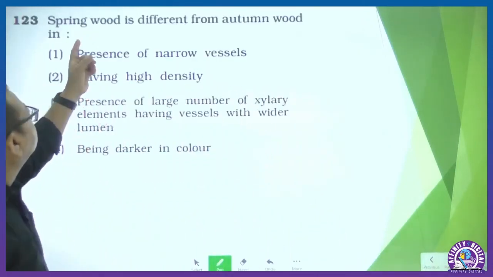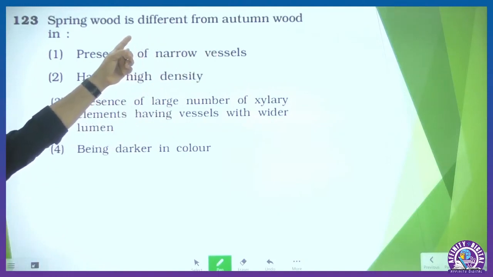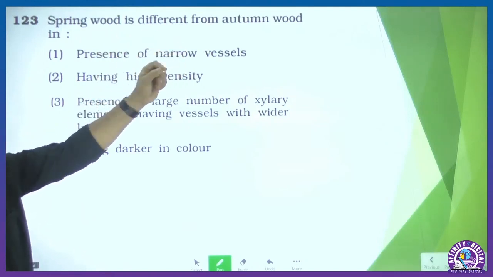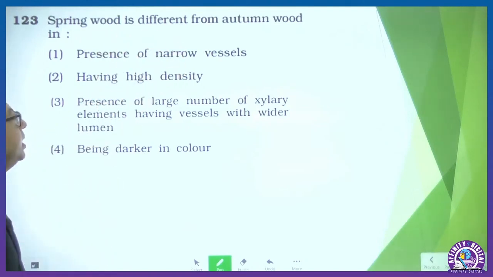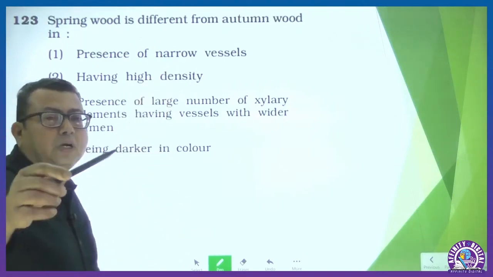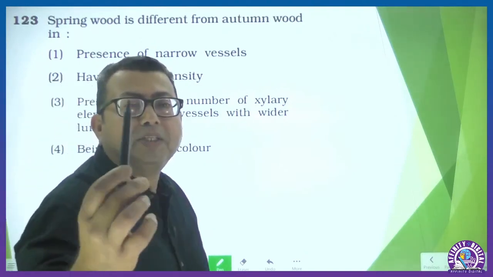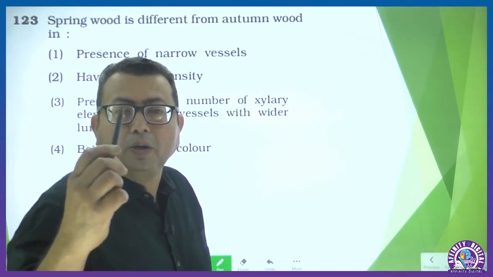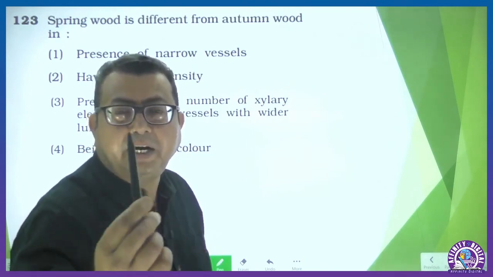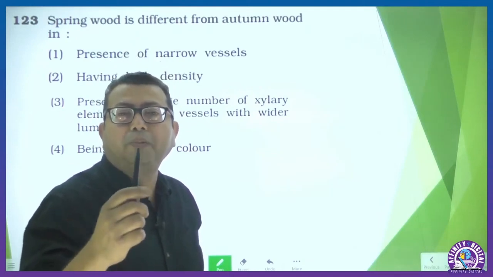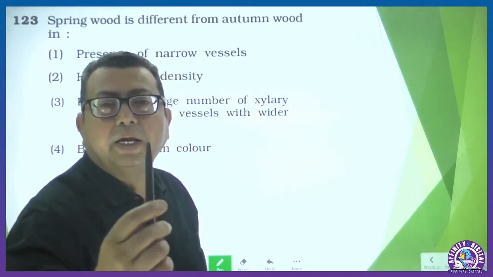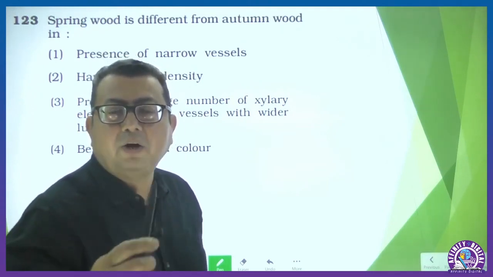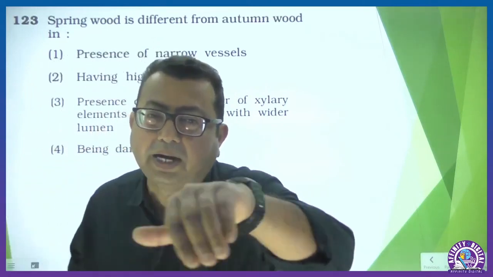Next question, springwood differs from autumn wood. Ye ek dusra question hai, anatomy chapter ka hi. So springwood differs from autumn wood in having, kya hoga? Presence of springwood plus autumn wood. These are two rings of wood, wood ka matlab secondary xylem. So springwood is a concentric ring of secondary xylem formed in the early part of the year, and latewood is another concentric ring of secondary xylem formed in the later part of the year.